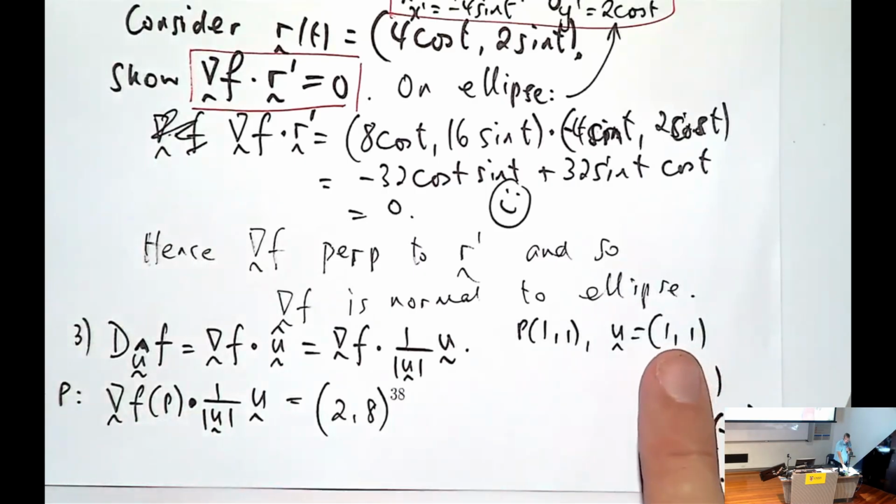And what's the length of this vector here? If the vector is (1, 1) or i plus j, what's its length? Root 2 is perfect. How do you do that? You take the components, you square them, you add them together, and you take the square root.